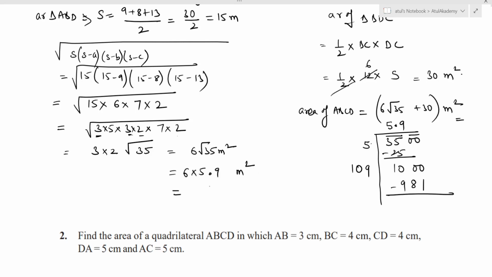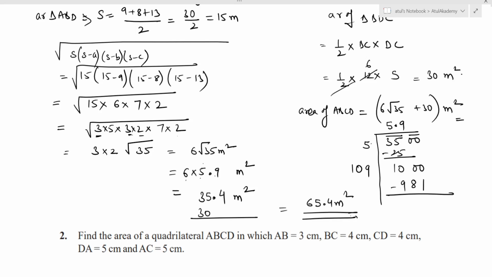So let's multiply. What is 6 into 5.9? 6 nines are 54. 5 carry over. 6 fives are 30. 30 plus 5, 35. It's 35.4 meters square. So what will be the final area then? So you need to add 30 to that. So which comes out to be 65.4 meters square. Clear, students? I hope till here it is clear.